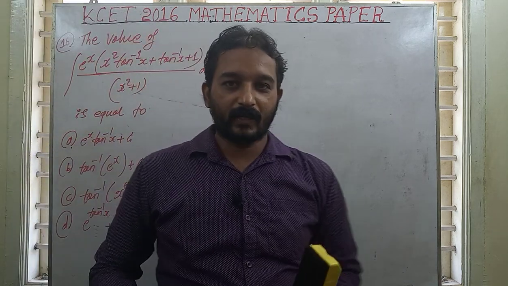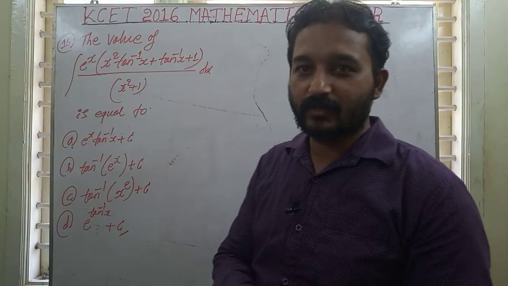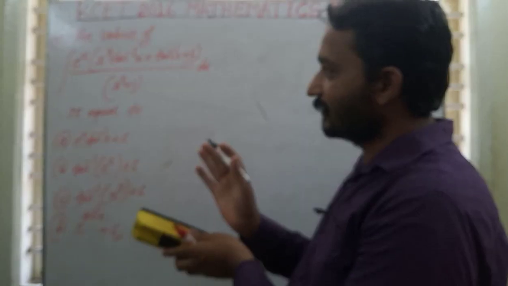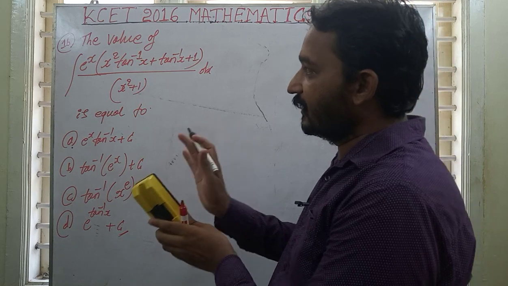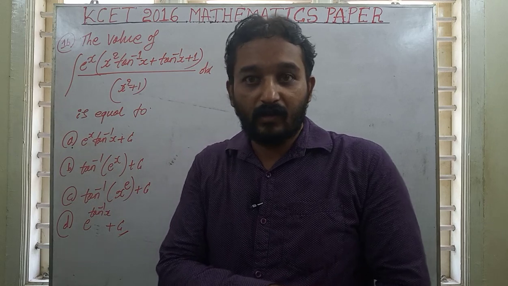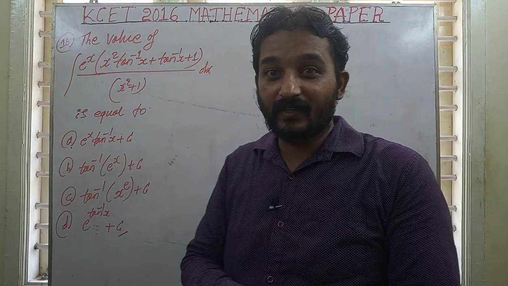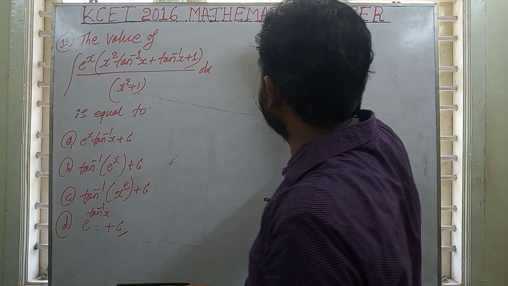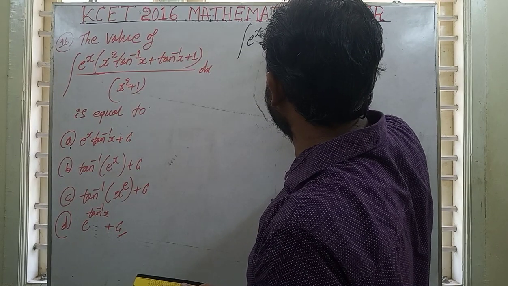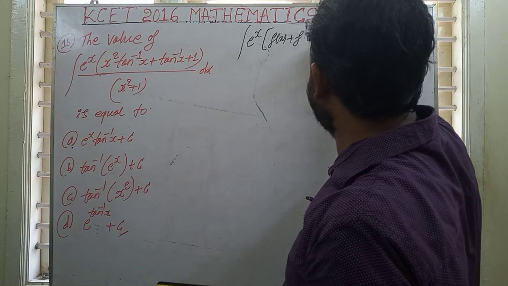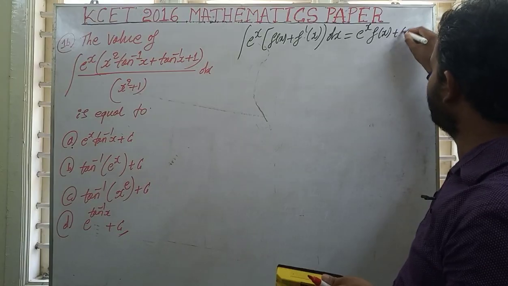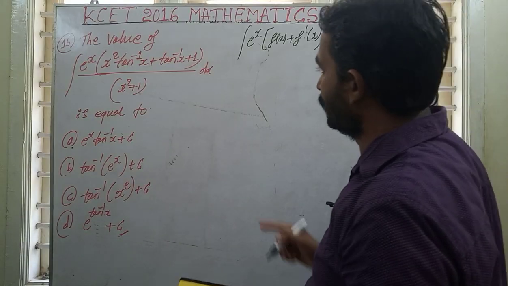Now let us move on to the next question, question number 16. This question is once again based on the chapter integration, particularly indefinite integration. Find the indefinite integration by parts. We know a formula on the basis of indefinite integration by parts: the integral of e^x times [f(x) + f'(x)] with respect to x is directly e^x f(x) + c. This is important to solve this question.